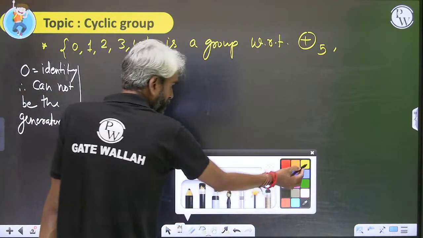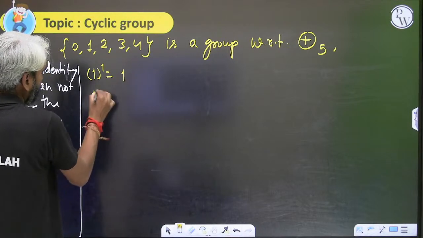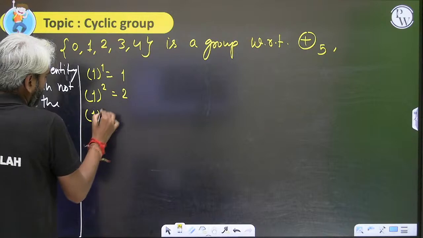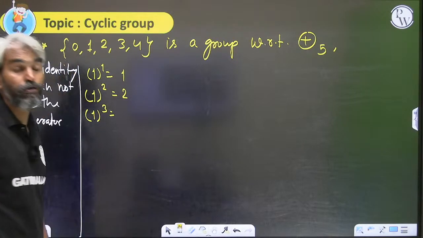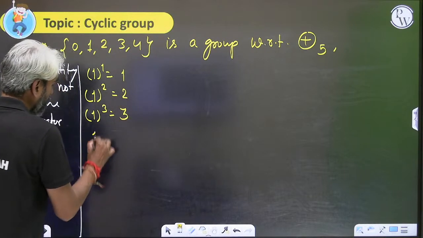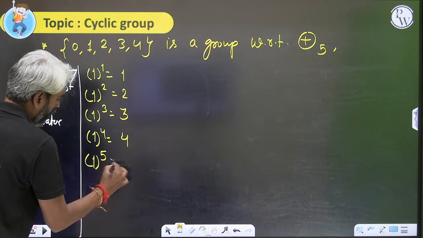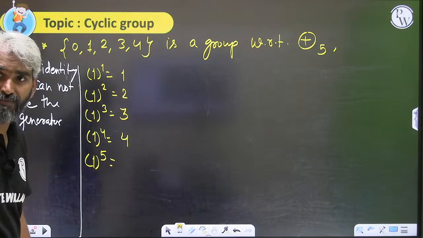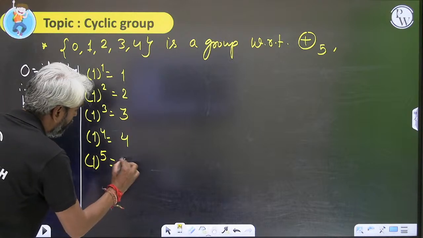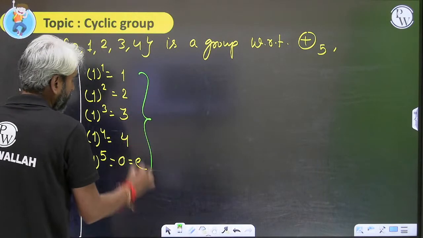Let's look at this. So 1 raised to power 1 will be 1. 1 raised to power 2 will be 1 plus 1 divided by 5, remainder 2. 1 cube will be 1 square added modulo 5 with 1, that will be 2 plus 1, 3 divided by 5, remainder 3. 1 raised to power 4 will be 4. We have already calculated the orders in the previous class, so don't worry about how I am getting these orders. So 1 raised to power 5 will be 0, which is the identity element. So do you realize all elements?